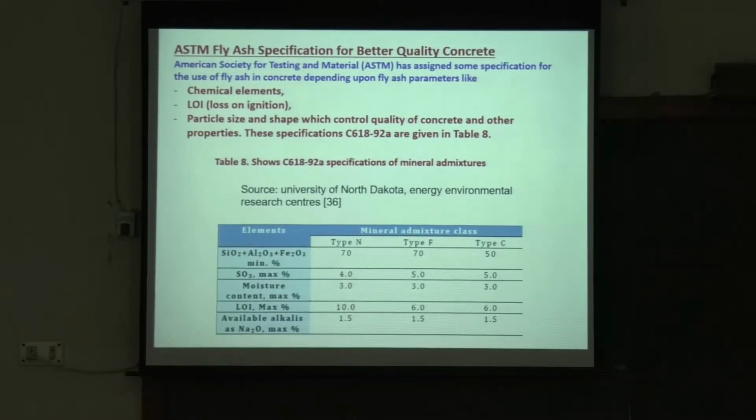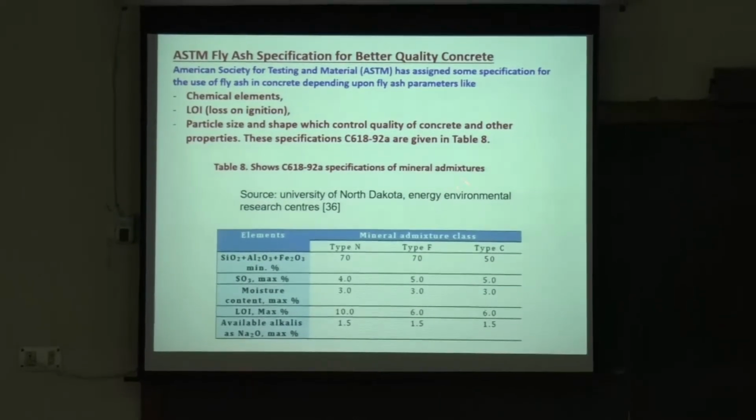ASTM fly ash specs, specification for better quality concrete. The American Society has assigned some specification for the use of fly ash in concrete, depending upon the fly ash parameters like chemical contents, LOI, loss on ignition, particle shape, particle size and shape with control quality of concrete, and other properties. So these are given in table 8. This shows specification of mineral admixture.